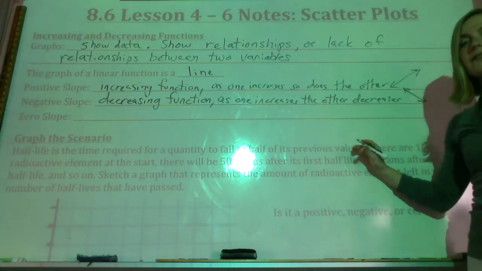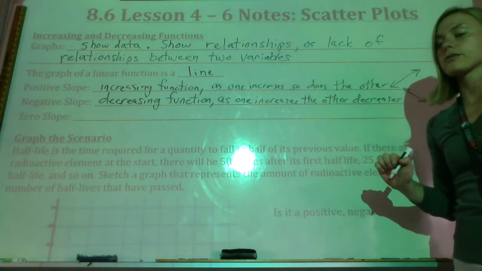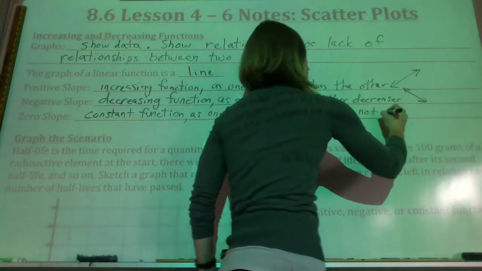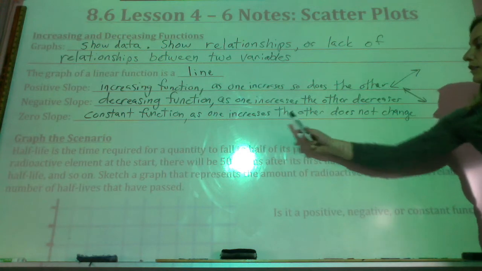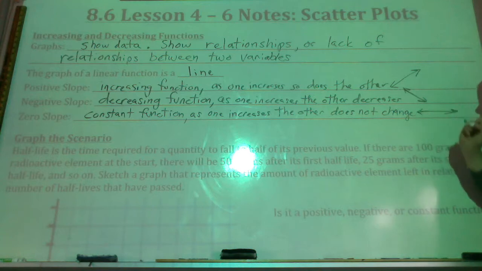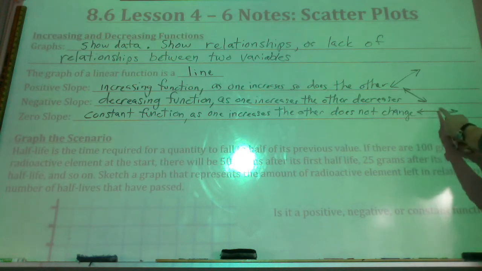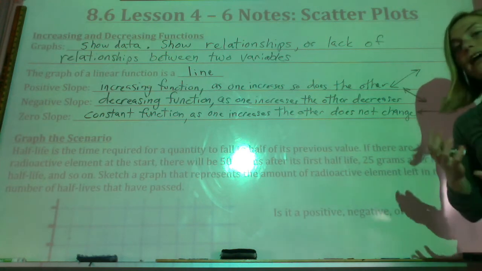But then, of course, you can have kind of just this constant, almost nothing happening, and that's going to be our zero slope. So a zero slope is a constant function, and it's as one increases, the other does not change. So you're going to have basically just a steady line. So this could be water sitting in a bathtub, and if we're not doing anything with it, as time goes on, the amount of water in the bathtub just stays steady. So let's take a look at some scenarios and look at how we graph those.